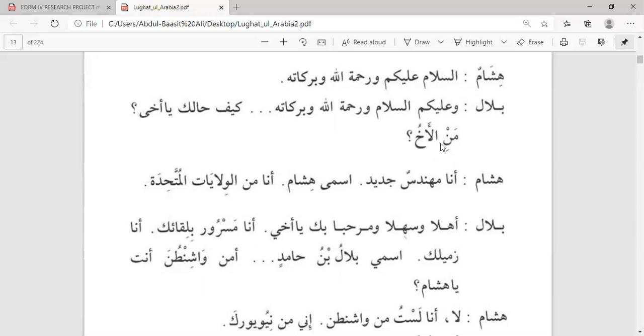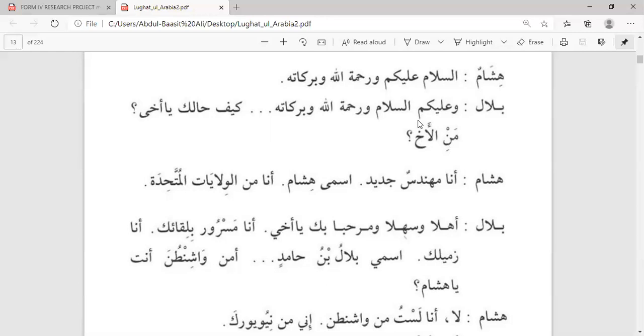Yeah, you could say that as well. But I think "man anta" is more confusing. "Man al akh" is more confusing than "man anta." Or is it that you're looking at it in the form of dearness, or more like a relative way? Yeah. Well, I think "man al akh" is a more formal way, as opposed to both.